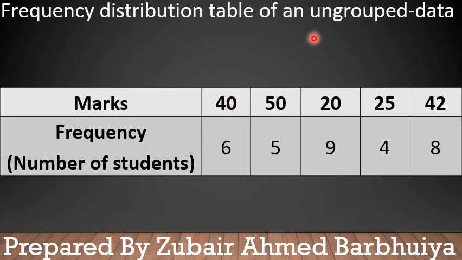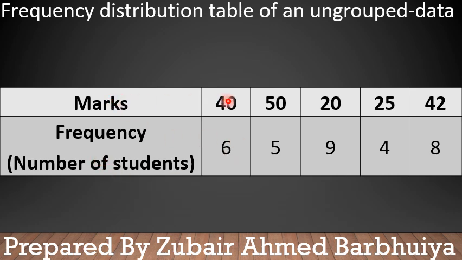Okay, frequency distribution of ungrouped data. In the previous slide we saw grouped data, and this is ungrouped data. Ungrouped data means that in this data we have not grouped the data. So 40, repeated 6 times.